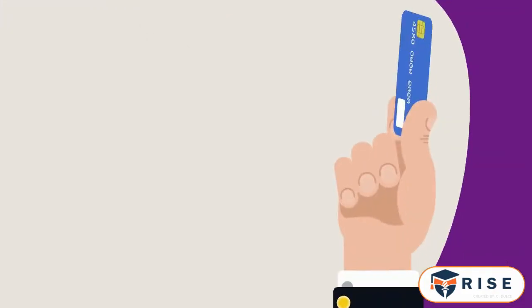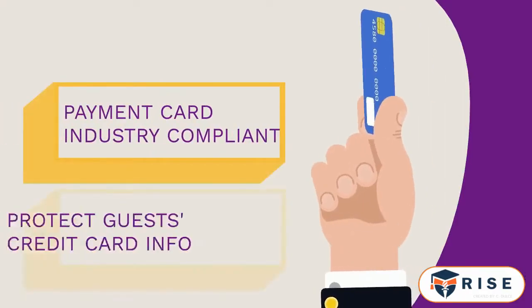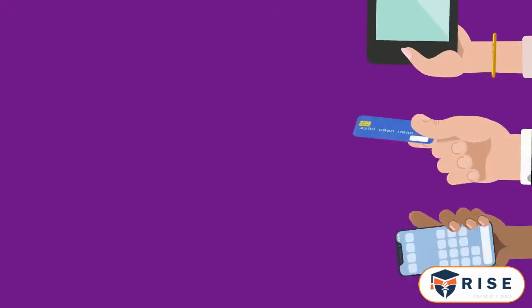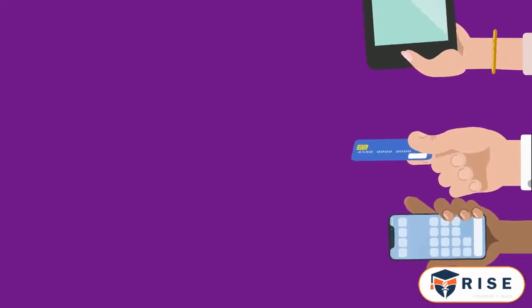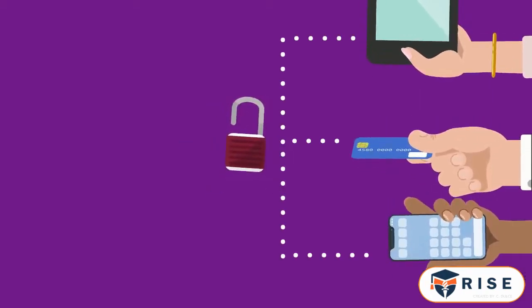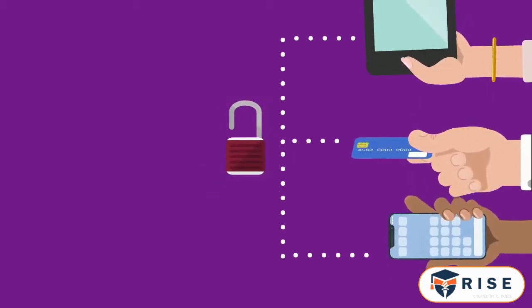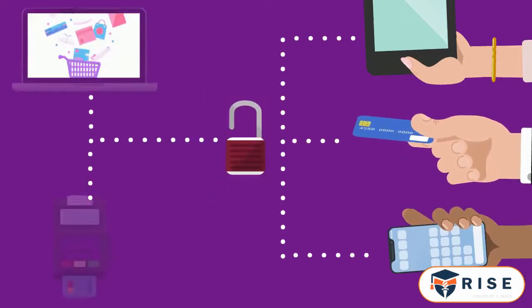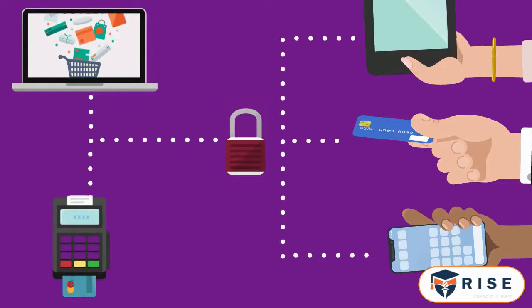In order to be PCI compliant and to protect our guests' credit card information, all Caesars Entertainment LMS sessions have been tokenized. This means that our guests' personal information is converted into non-sensitive data, known as a token. These tokens are then used to process secured payments instead of the actual credit card information.